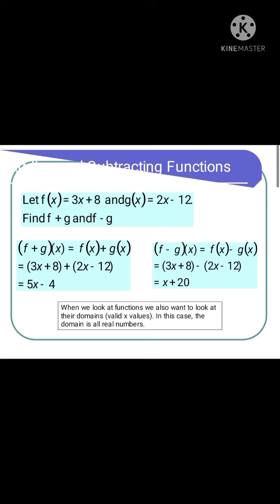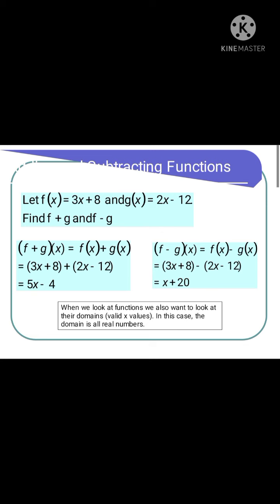Did you get it? Now let's proceed to subtraction. Subtract g from f. F minus g of x is equal to f of x minus g of x. Next, we substitute the given formulas. So f minus g of x is equal to the quantity 3x plus 8 minus the quantity 2x minus 12. If we are going to combine like terms, don't forget the negative sign in the middle because we have to distribute it to the second term, the value of g of x.